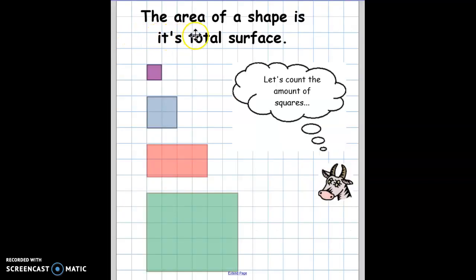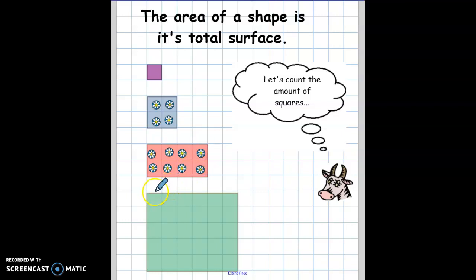So the area of a shape is its total surface. And look, we've got some squares here for you. Let's count the amount of squares. What's the area of this shape? Yeah, it's obviously one square. What's the area of this shape? If we're being really simple, we could just count the squares. 1, 2, 3, 4. The area of the shape is 4 squares. So what's the area of this shape? Come on, count them out loud. 6, 7, 8. The area of that shape is 8 squares.